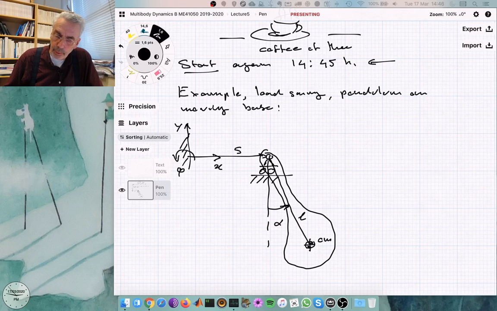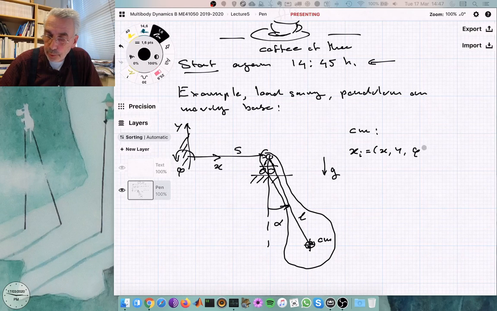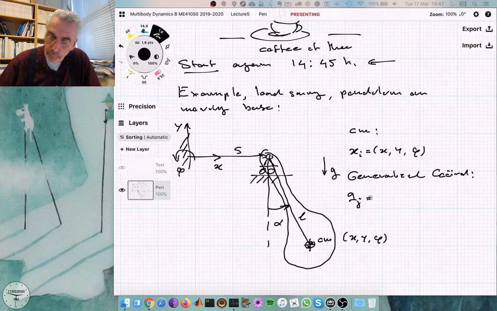Then I already have introduced these two generalized coordinates. We have gravity, of course, downward. So then the CM coordinates are, well, we only have one body, so that's X, Y, and phi of this body. And then for generalized coordinates, I choose to take this distance S from the wall, from the origin, and this angle alpha from the pendulum. So 2.